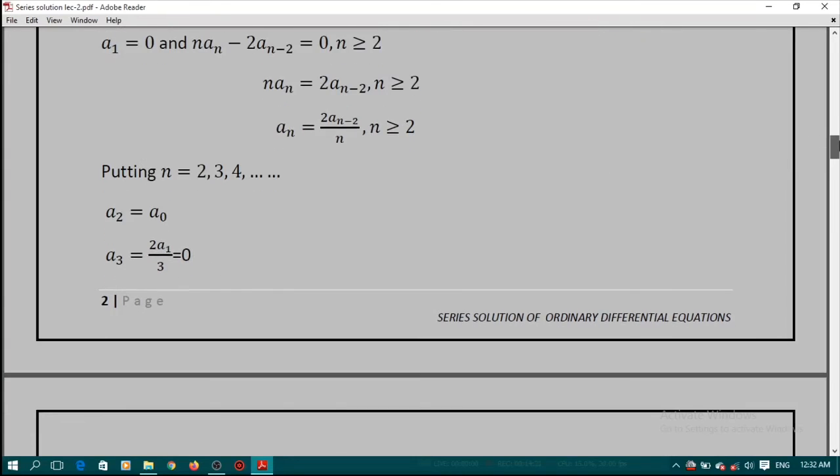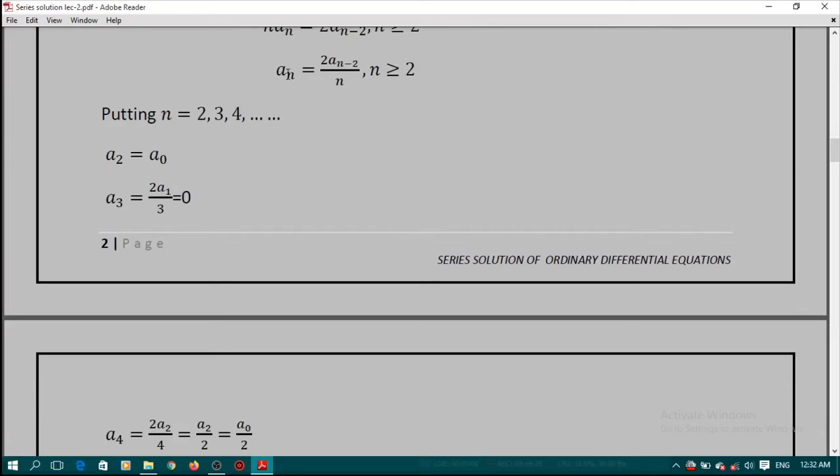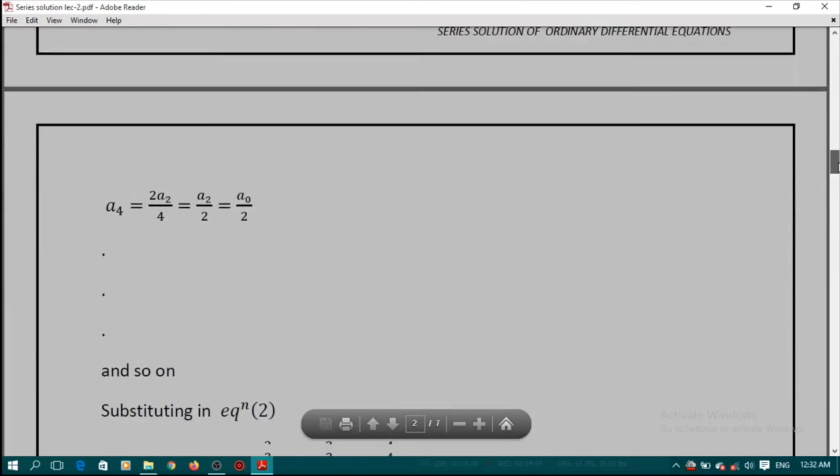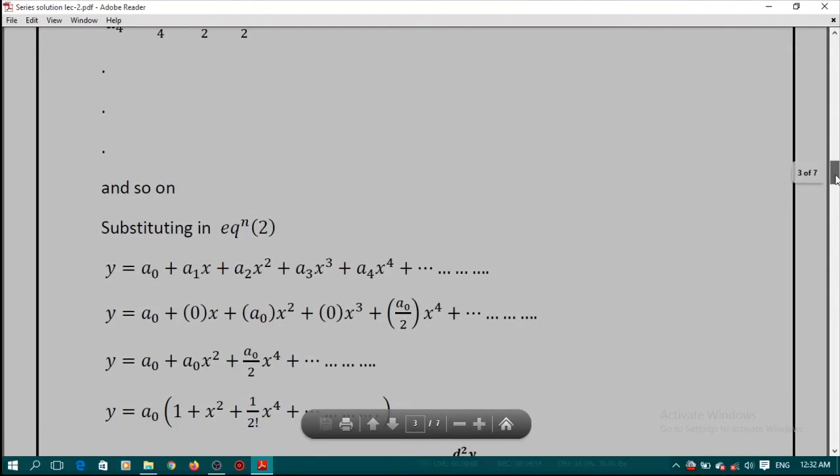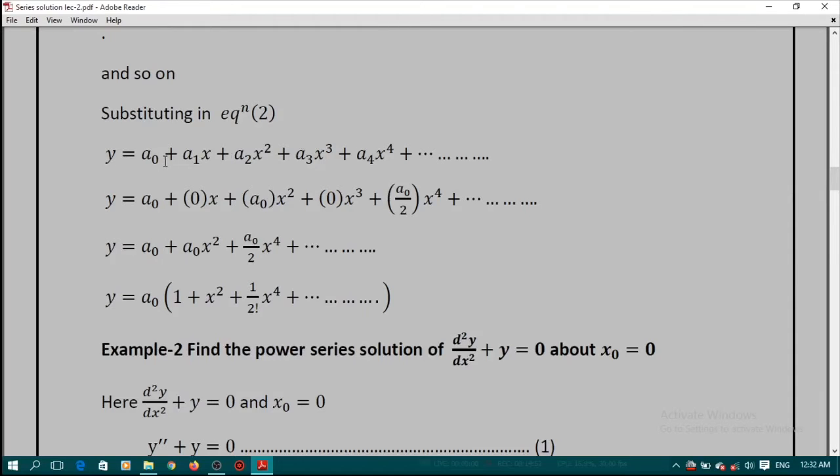Now if we put n is equal to 4 here, we get a4 equals 2a2 divided by 4. So that equals a2 by 2. But we know a2 is equal to a0. So after substituting the value of a2, we get a4 is equal to a0 by 2. And so on, we can find the other coefficients. Now substituting all these values in equation 2, so equation 2 is actually y is equal to a0 plus a1 into x plus a2 into x square plus a3 into x cube plus a4 into x raised to 4 and so on.